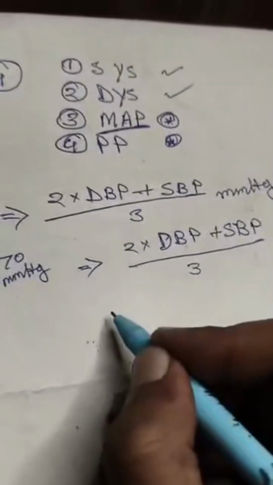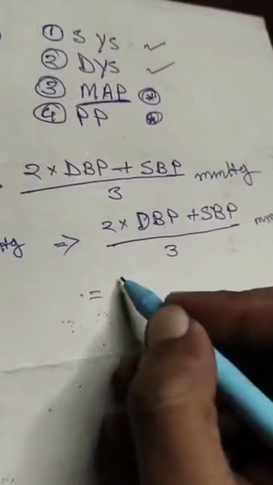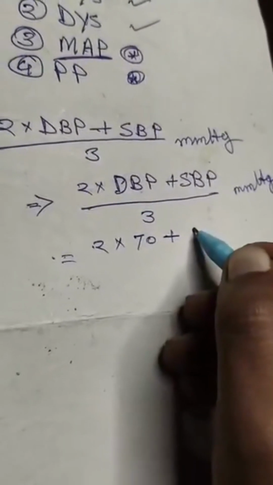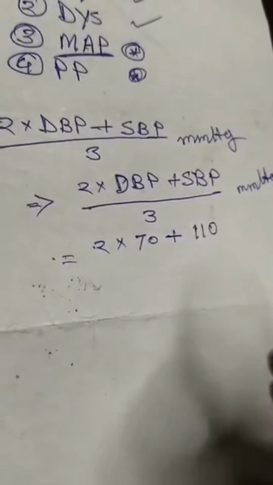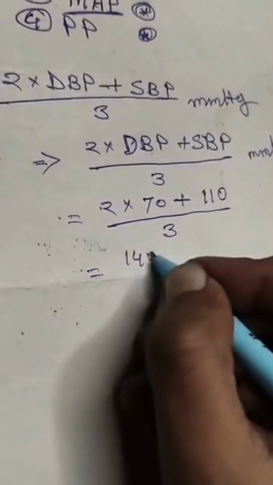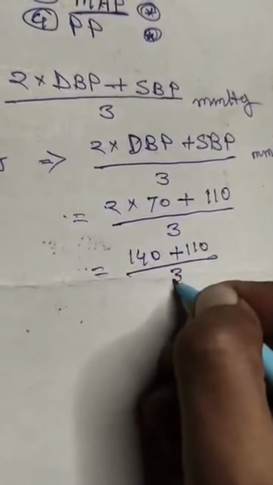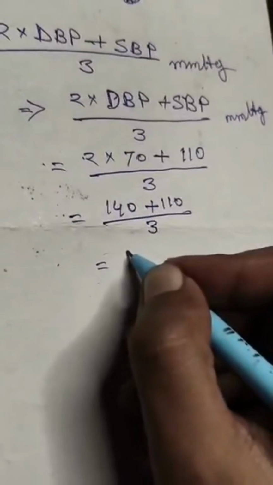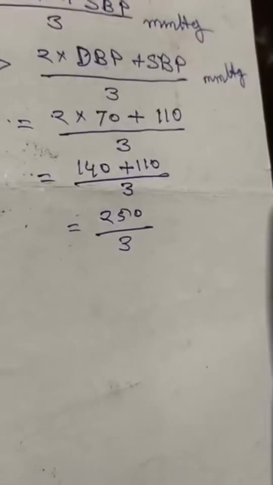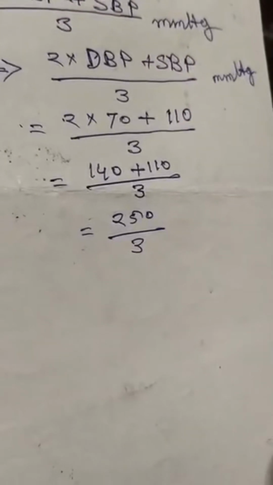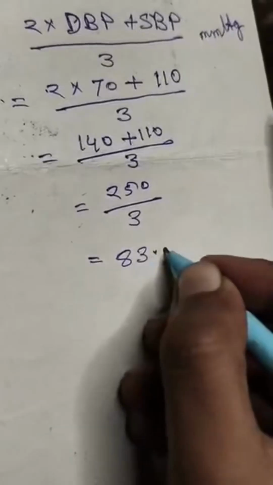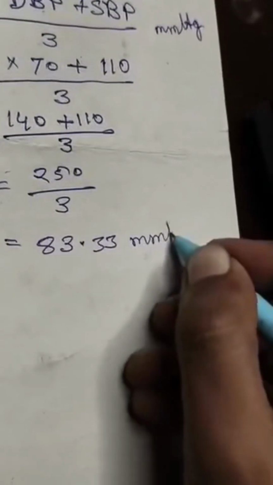So here 2 into DBP, which is 70, plus SBP, the systolic blood pressure, which is 110, whole divided by 3. So here 140 plus 110 divided by 3. So here comes 250 divided by 3. So what comes? Our MAP will become around 83.33 something mm of Hg.